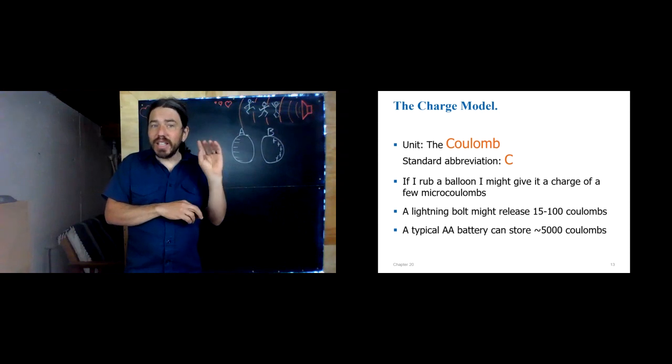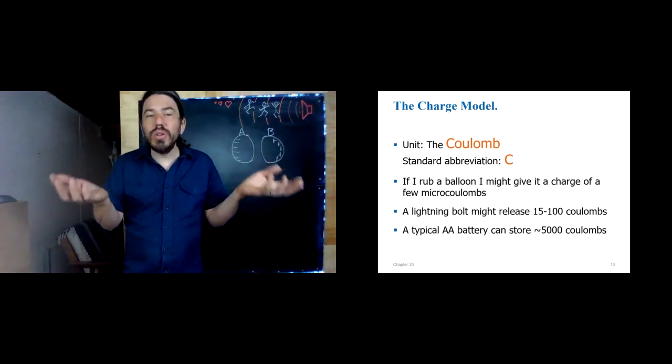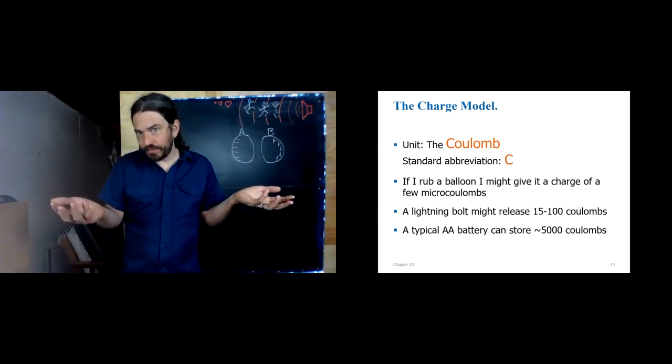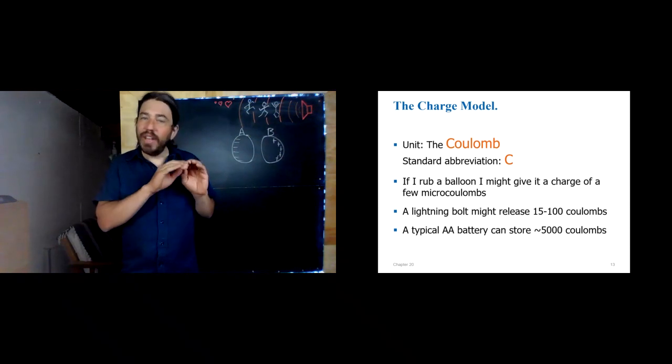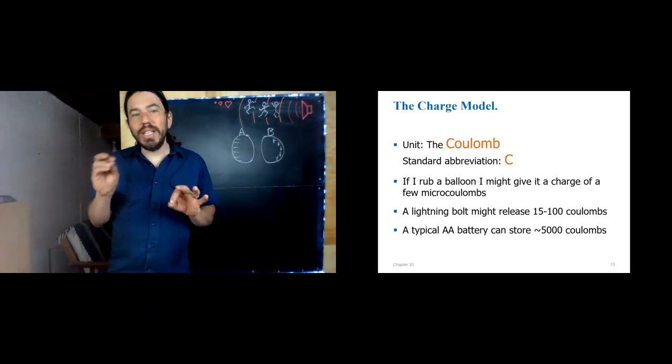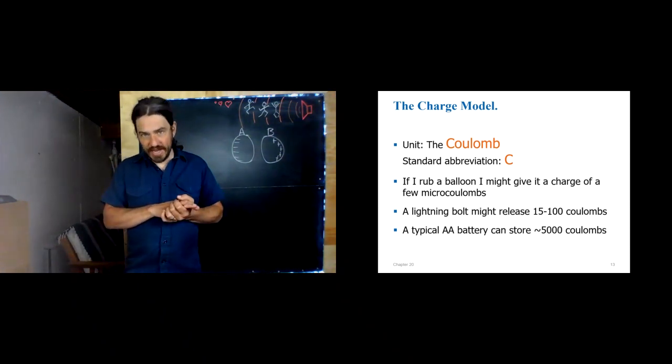The other thing about it is it can come in positive and negative. There are two types of charge. And if something's neutral, it doesn't mean there's no positives and no negatives. It means there are approximately equal numbers of positives and negatives.